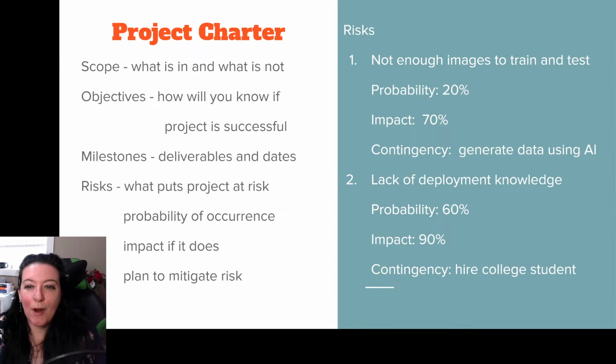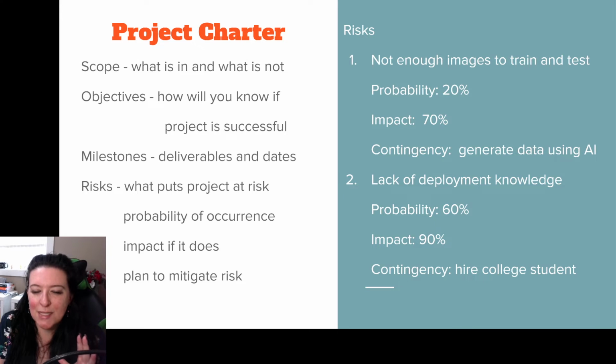So a project charter: what's in, what's not in, how will we know what's successful, what are the steps and when are they going to happen, and then what are the risks to success and how will we reduce the risks we'll have on our success.